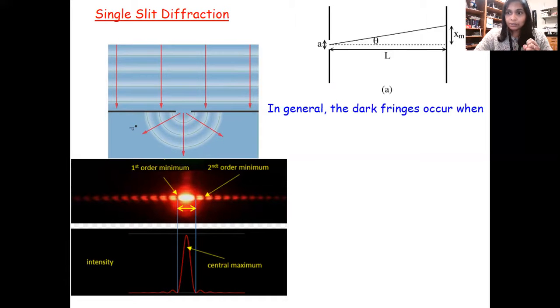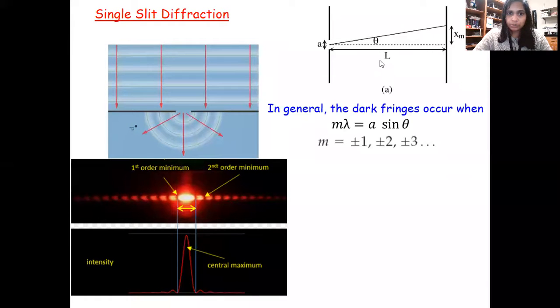So we can write the theory for this diffraction. In general, the dark fringes occur when m lambda equals a sine theta. Here m is the order number, lambda is the wavelength of the light you're using, and here we are using red light, so it's the wavelength of red light. a is the size of the slit, as in this picture, the opening size of the slit, and sine theta is the sine of the angle theta. Theta is the angle over here. If you draw your fringe pattern, I think I can annotate on this. So let me draw over here.